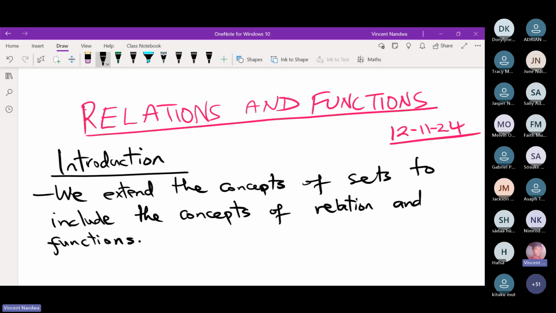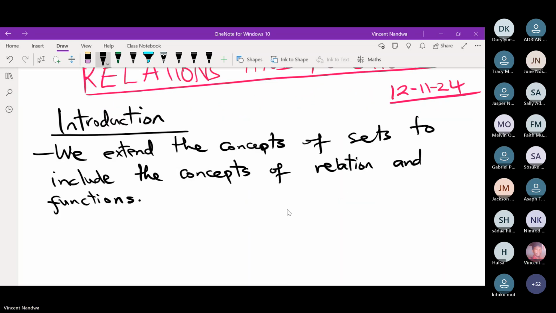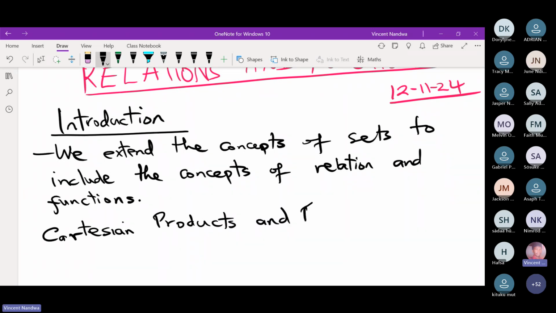Also, we can use the concept of relations to create algorithms that store information in computer programs. So the topic of relations and functions is very broad in terms of applications. So we begin by rediscussing the Cartesian product, which will help us to define a relation.